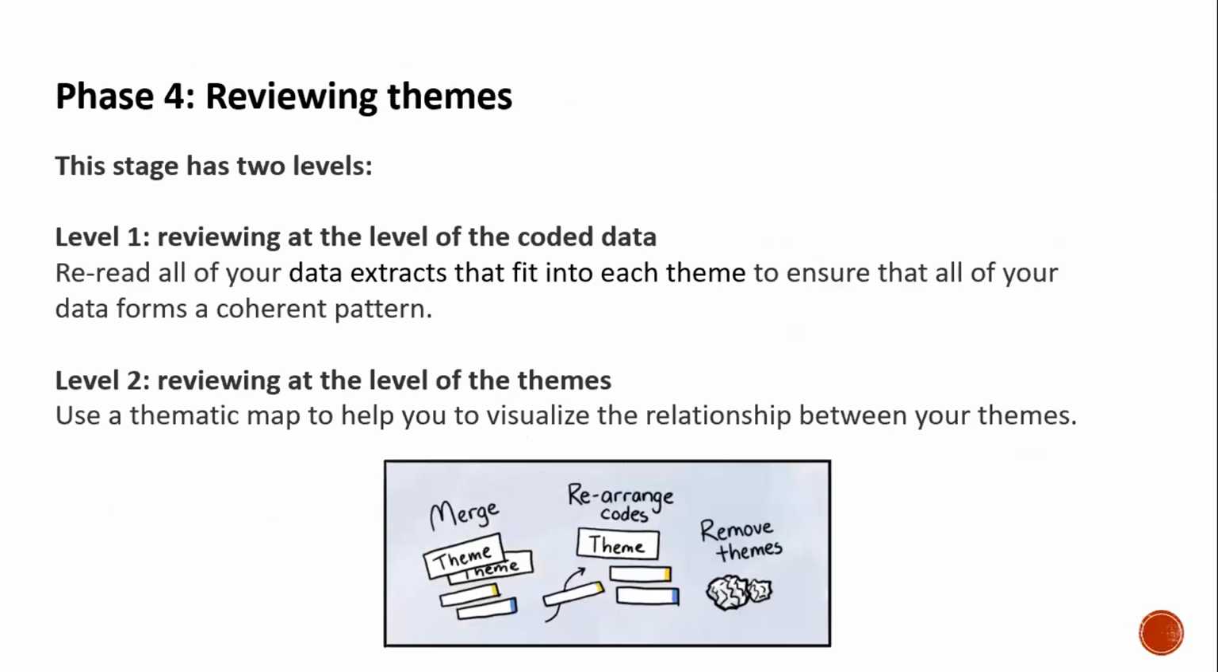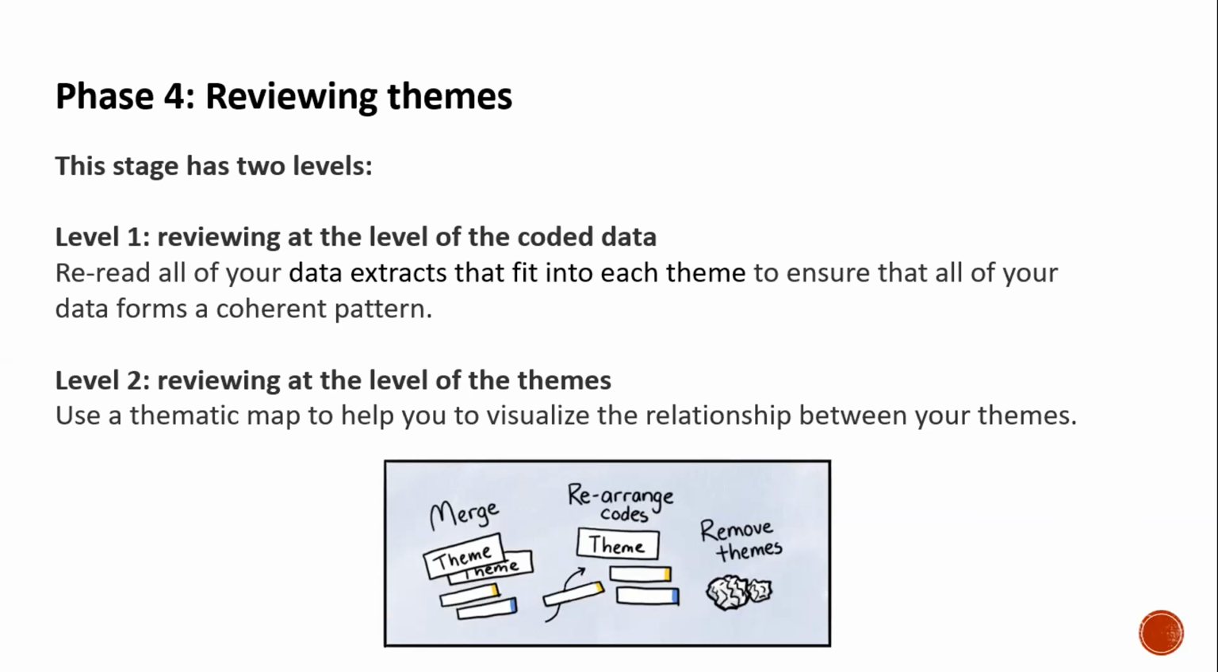The next phase, we need to review our themes. So this stage has two levels. When I review my themes, the first level is that I need to review my data at the level of coded data. That means I go back to the codes that I actually made at the beginning and reread all of it and see if these codes really fit into that theme or not. So after checking that our codes fit into our themes, we move to the next level, which is reviewing at the level of theme. Here, some themes are removed, some themes may be rearranged, some codes may move to another theme, some themes may be merged together. So this level is very important for the reliability of our data.